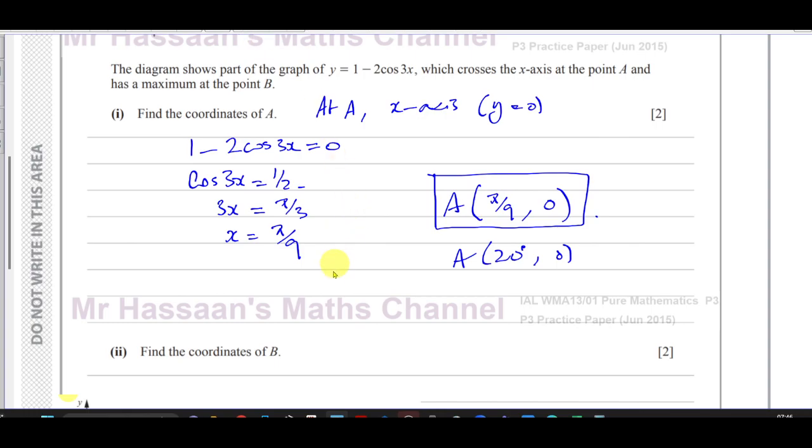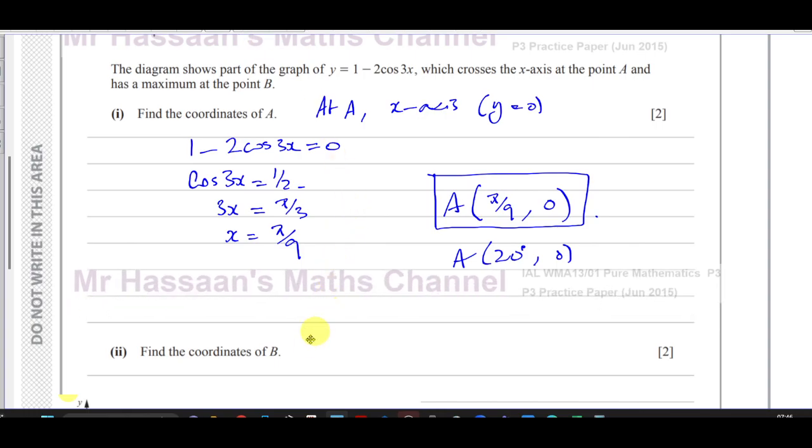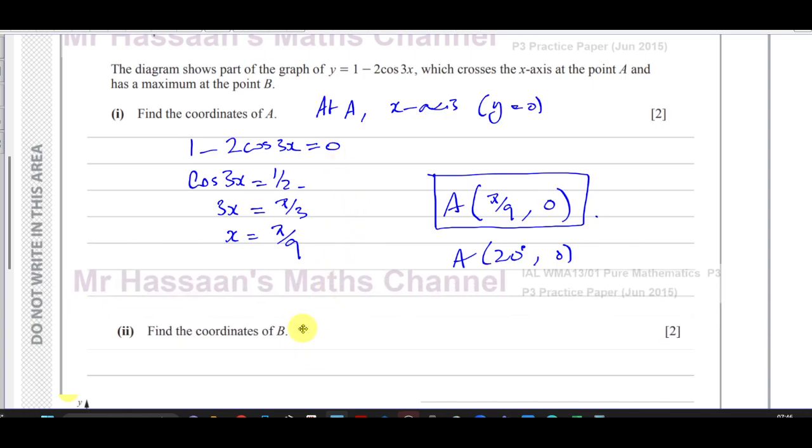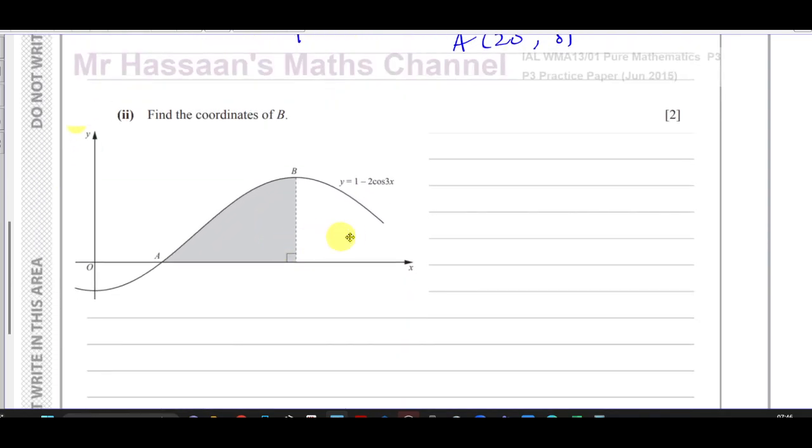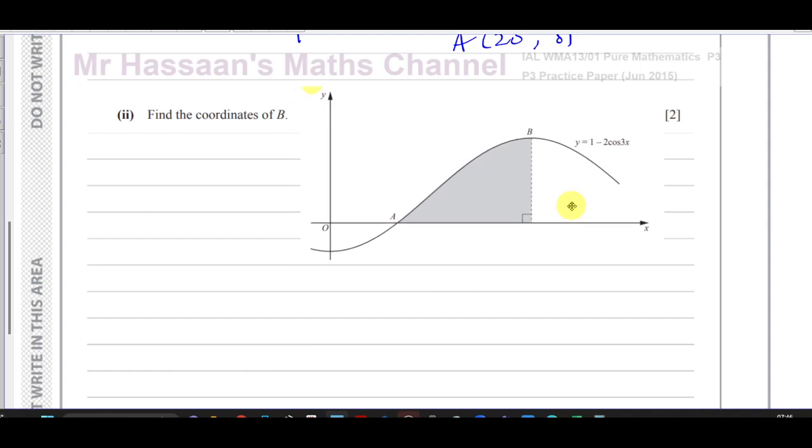Now for question part 2. It says, find the coordinates of B. I've got a little copy of that diagram here. B is the place where the curve has a turning point. It's the first place where it has a turning point after 0. You can see there's one at 0 as well, so we have to keep that in mind when we solve this.